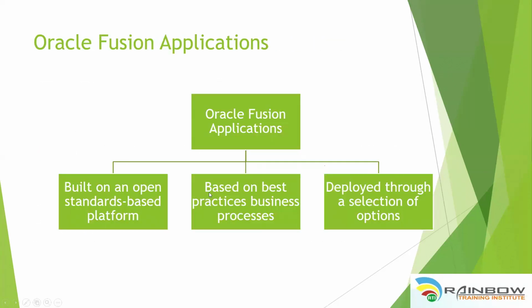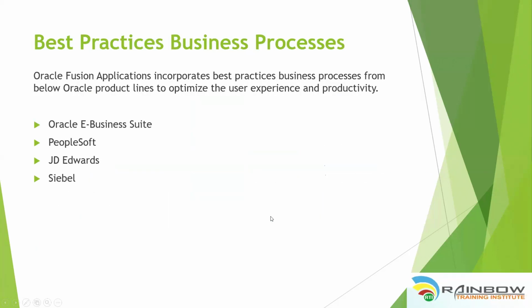Now, going back here, what other aspect is there? Based on the best practices, business processes. What does that mean? See, Oracle is not a small organization. It has been there for decades, and over a period of time it acquired a lot of products. Of course, Oracle E-Business Suite is not an acquired product, it is their own native product. Even still, it is there in the current times. It's a pretty old product, but many companies still use it.